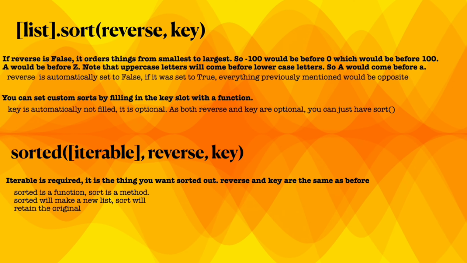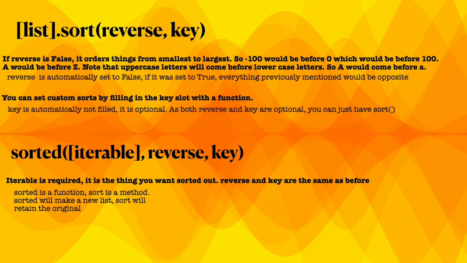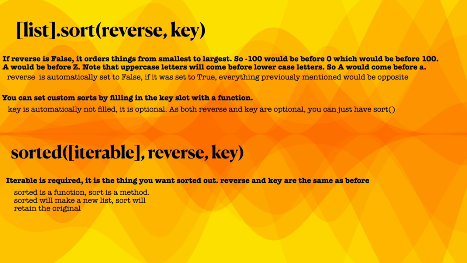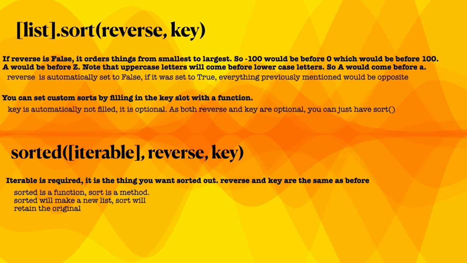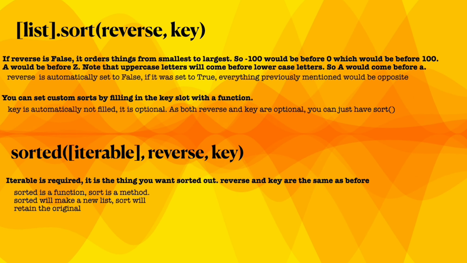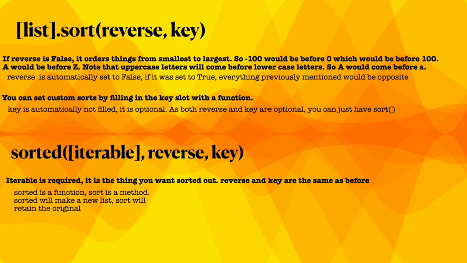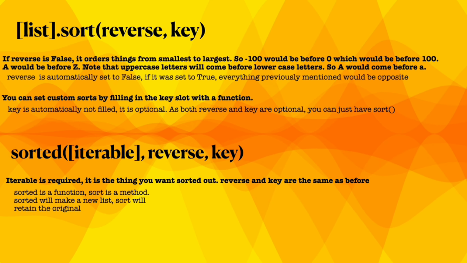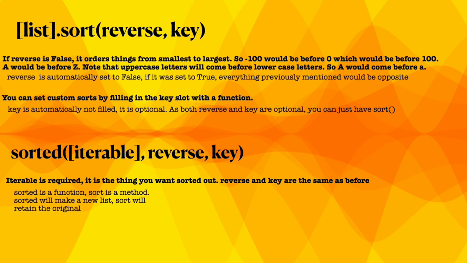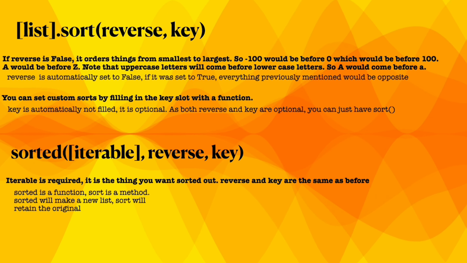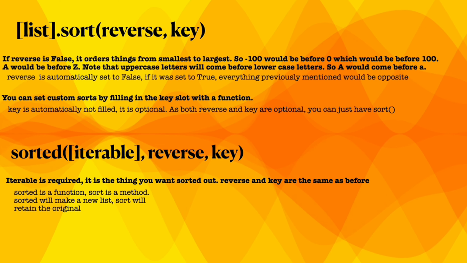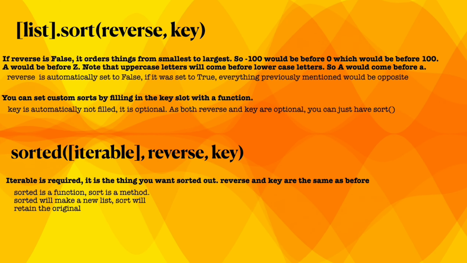Sorted is similar, but it is a function, not a method. It has sorted, then within the parentheses, you have to add the iterable. You can't do the iterable dot sorted, that's not a thing. And that's because it will create an entirely new list or a new iterable that you have sorted. The reverse and key are exactly the same. Just note that with sort, you are changing the original list, and with sorted, you are duplicating the list and then sorting it.